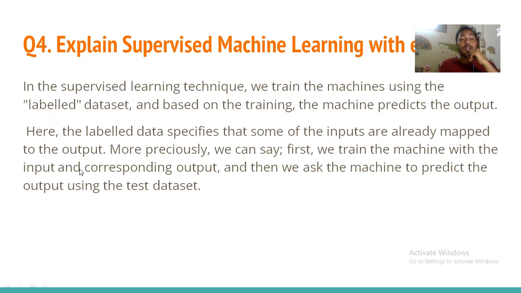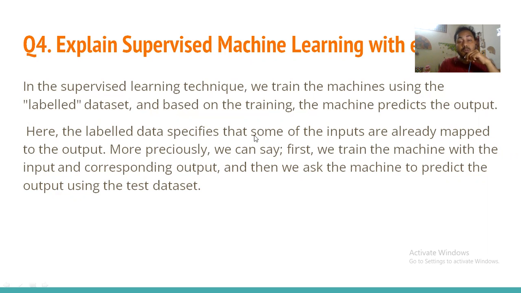Now let's come to the next question, that is, explain supervised machine learning techniques with examples. Now, what happens is that we train the machines with some data set, right? If the data set is labeled, I mean we have some information about the data belonging to the data set, then we call that machine learning approach supervised machine learning. So do remember, we use a labeled data set for supervised machine learning. And based on the training, the machine predicts the output, right?